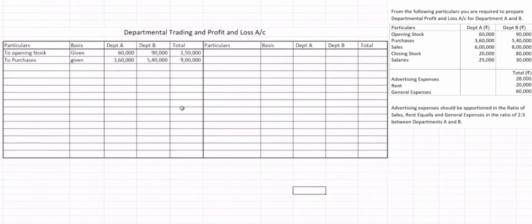After that, they have given sales. Sales goes with trading account credit side. So here I am writing by sales. Again, amounts are given. Department A sales are 6 lakhs. For B, it is 8 lakhs. So total sales are 14 lakhs.